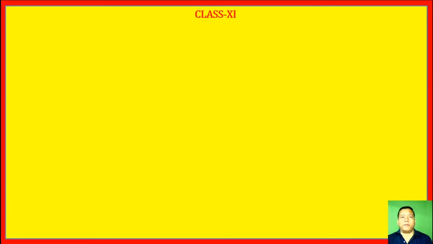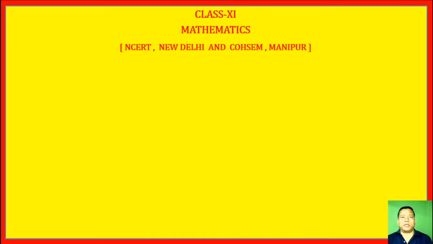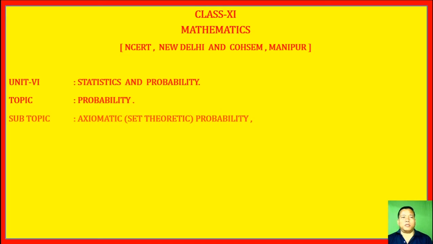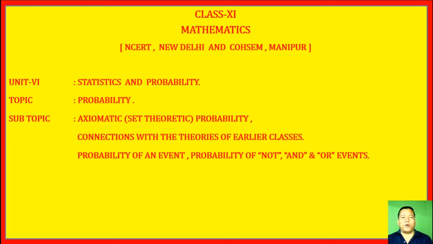Class 11 Mathematics, NCERT New Delhi and COHSEM Manipur. Unit 6 Statistics and Probability. Topic: Probability. Subtopic: Axiomatic Set Theoretic Probability. Connections with the theories of earlier classes. Probability of an event, probability of not, and, or events. Exercise 16.3.